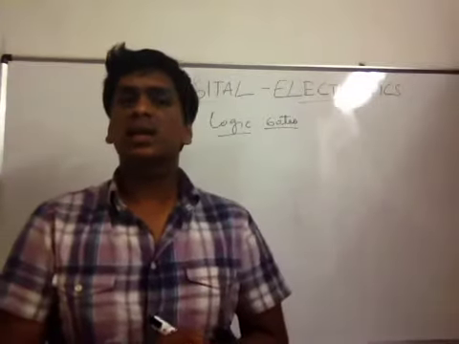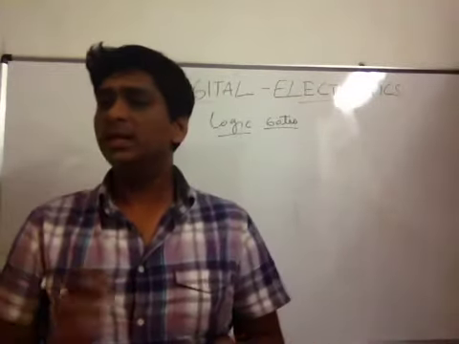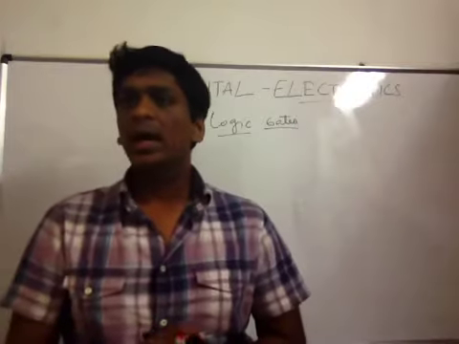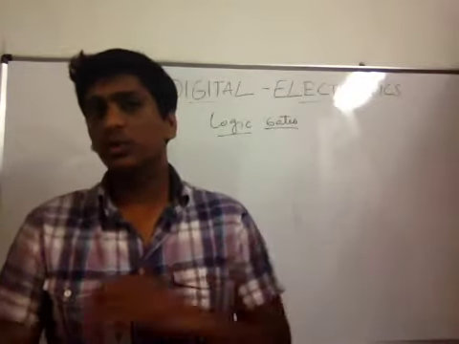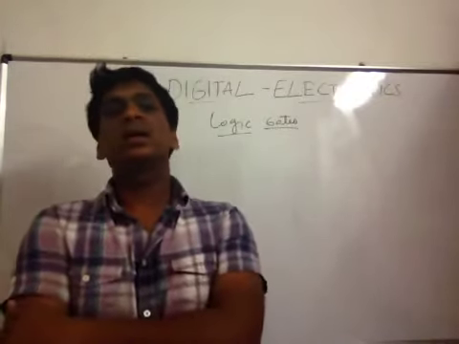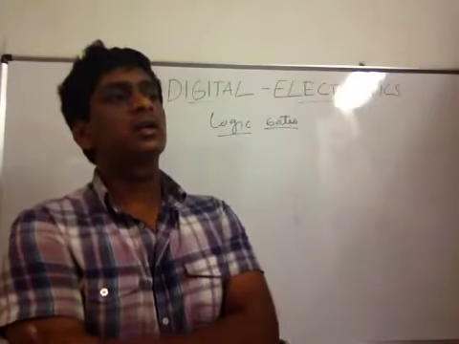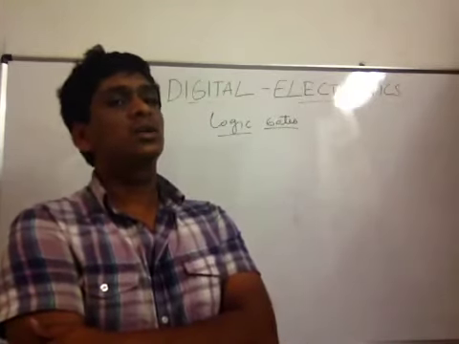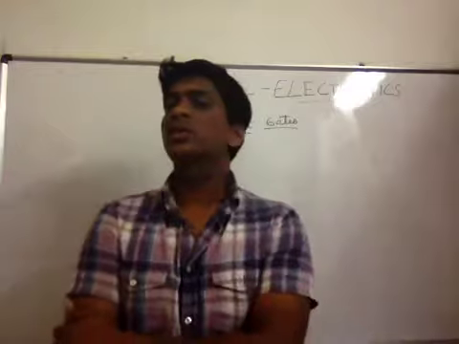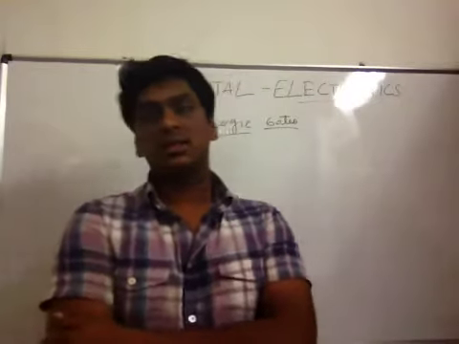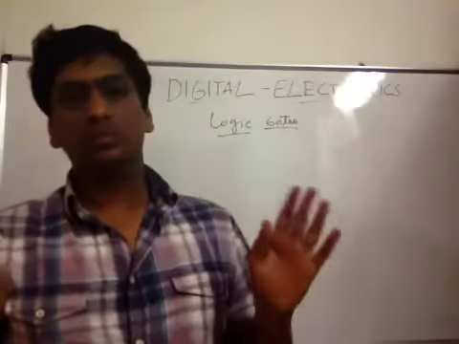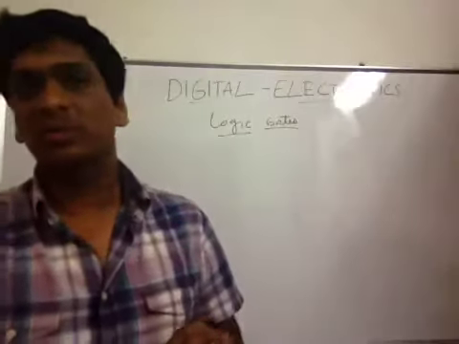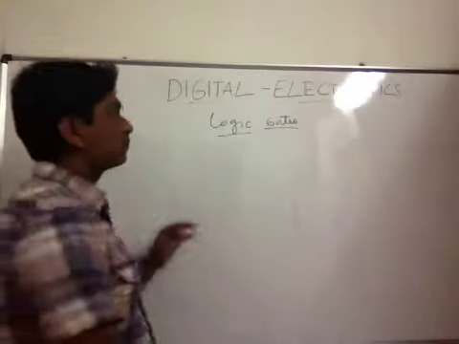Logic gates are of many types. The basic ones which you have probably already seen are AND, OR, NAND, NOR, and inversion. These are the basic things. So let me just brush up for 1 minute.